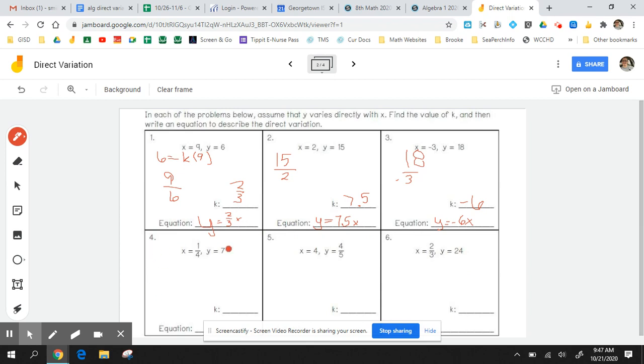Number 4, you can always change a fraction to a decimal and then do your work. Number 4, 7 divided by 0.25. Put that in your calculator. You should get 28. And write your equation.